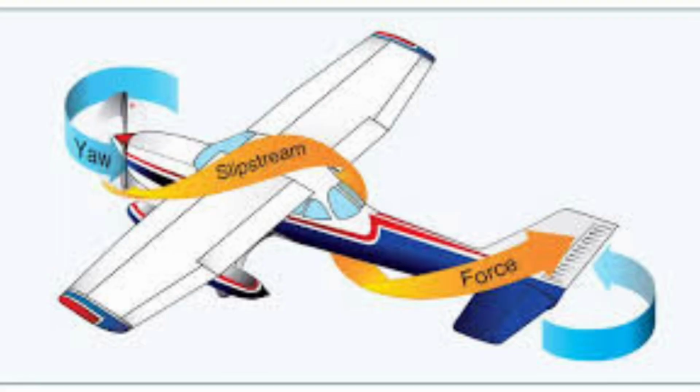Talking about spiral slipstream now, spiral slipstream occurs because of prop wash. So as the air flows behind the propeller, it will spiral around the fuselage and hit the left side of the rudder, causing the airplane to yaw to the left.